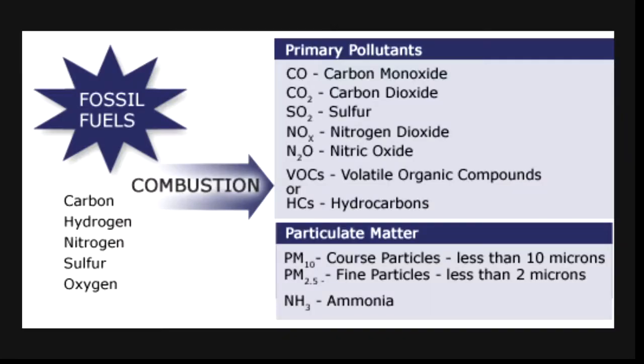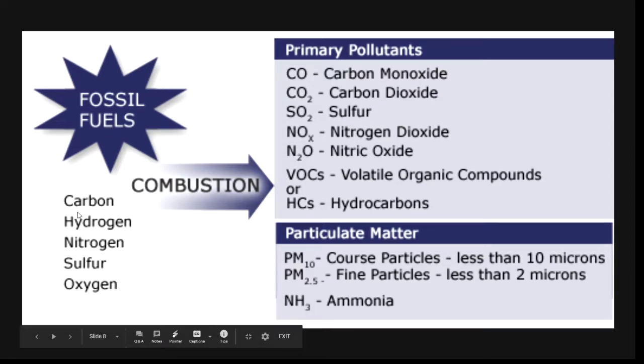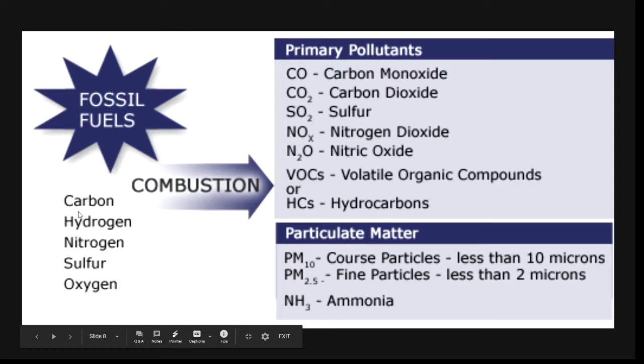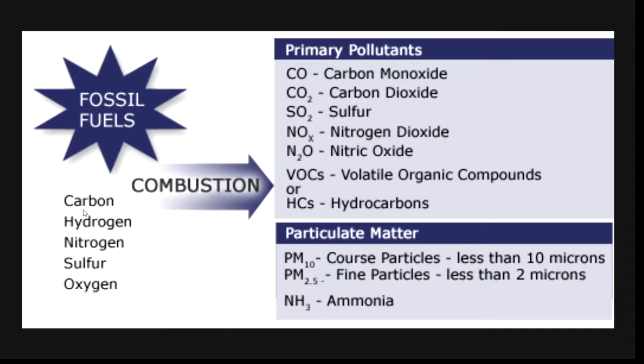Okay, so here's an image of our fossil fuel combustion. Fossil fuels are made up of carbon and hydrogen with trace amounts of nitrogen, sulfur, and oxygen. It's important that we know that. Sometimes we call it CHONS, C-H-O-N-S. Just remember that the O is actually the last, because these are in order of percent composition. So it's mainly carbon and hydrogen with smaller amounts of nitrogen, sulfur, and oxygen.